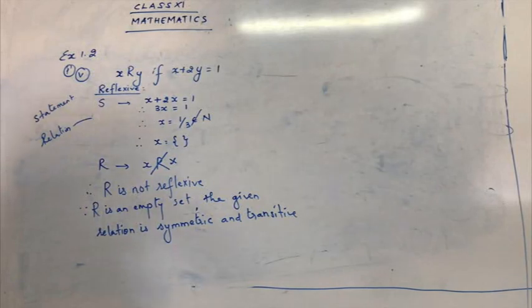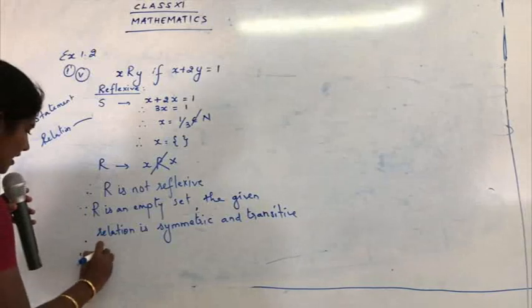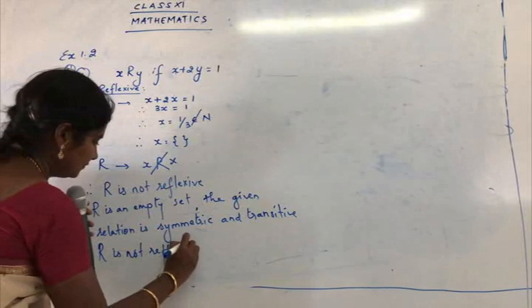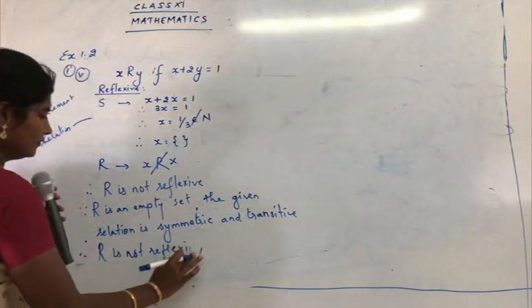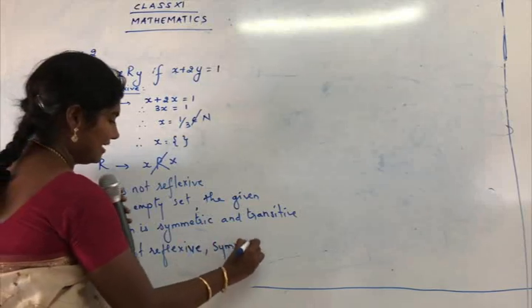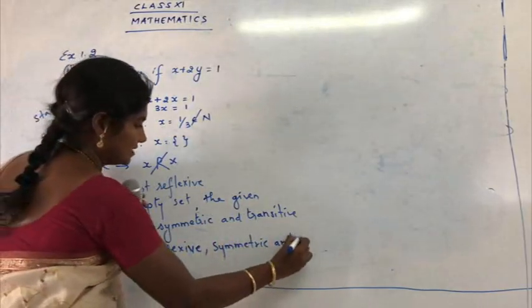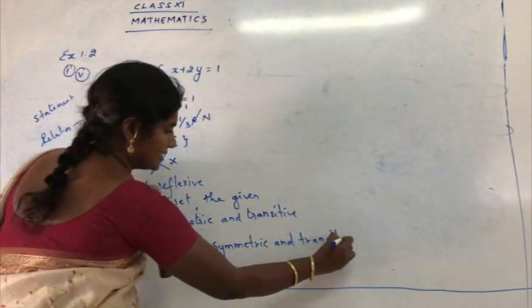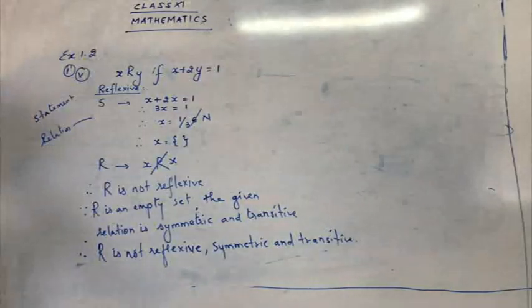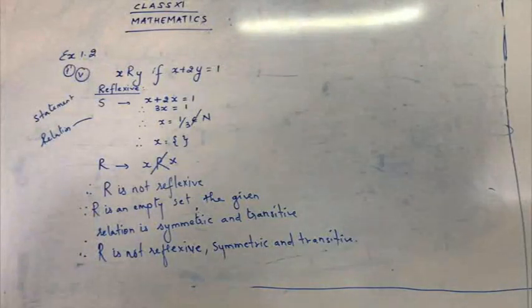So we just can take the final statement. Therefore, R is not reflexive, symmetric and transitive. Is it clear, children? Yes. So we have completed our sum number 1. Take out the sum.